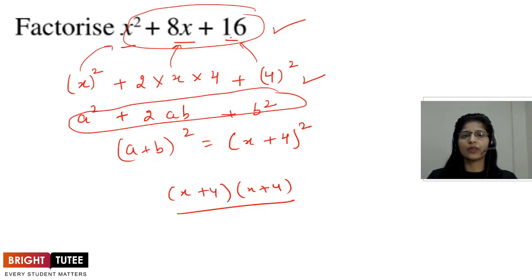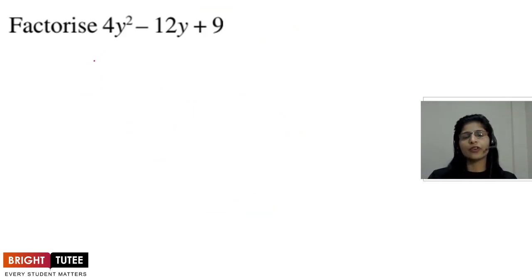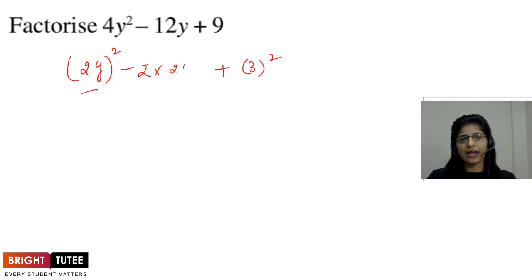Whenever we have to factorize things like this, we will see whether the first one and the last one are perfect squares and the middle one is formed by 2ab. Clear? Now if you see this one, we have 4y square minus 12y plus 9. So 4y square is a square of 2y, and 9 is a square of 3. Minus 2 into a is 2y, b is 3. So 2 2s are 4, 4 3s are 12y. Yes, we get the same thing that is written here.